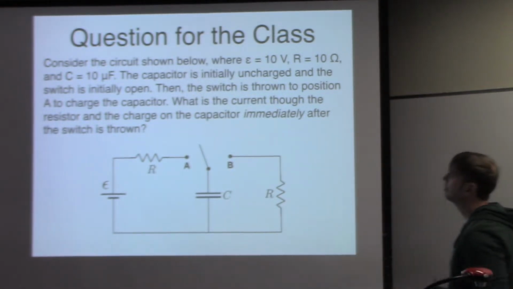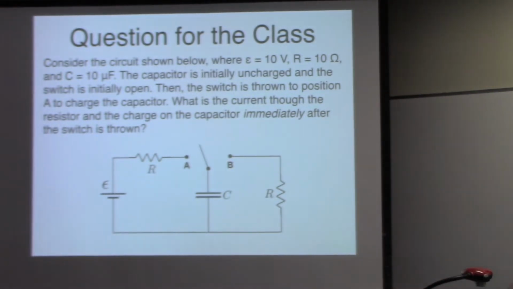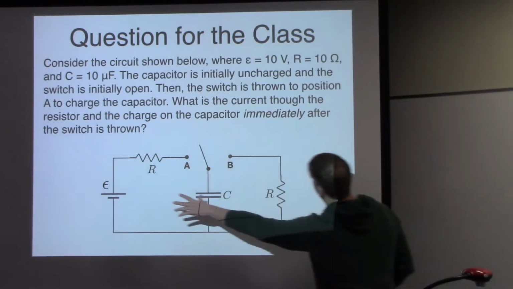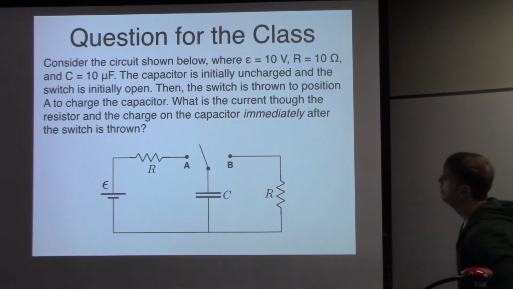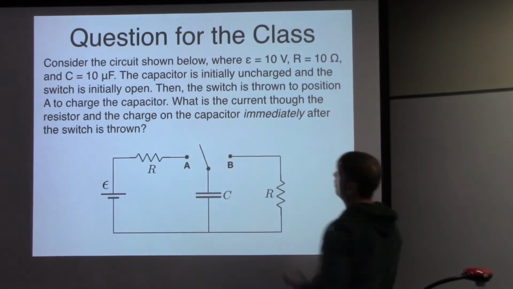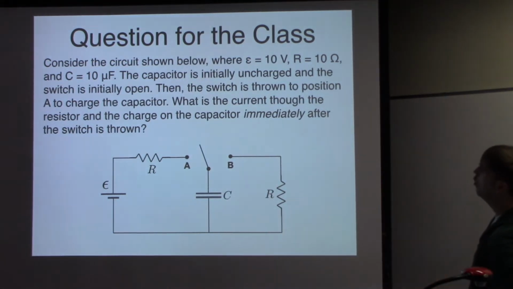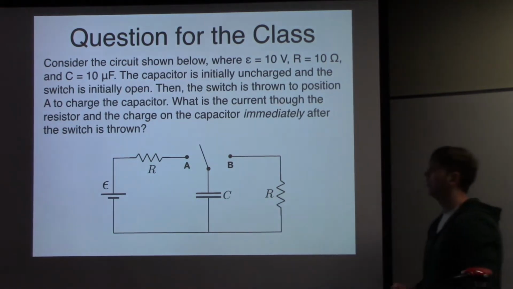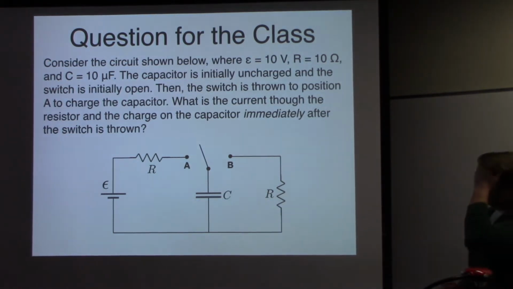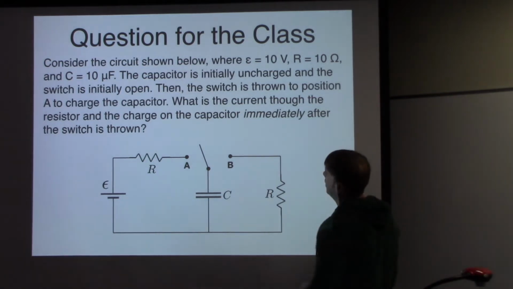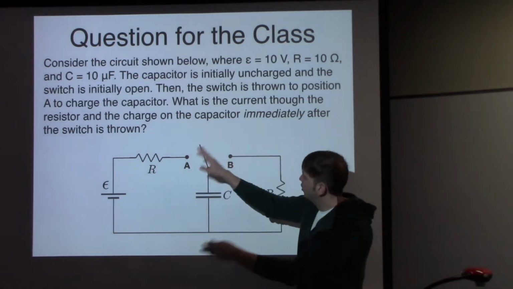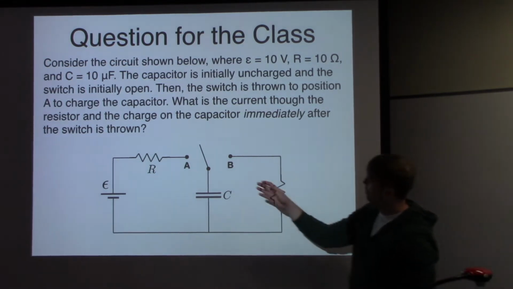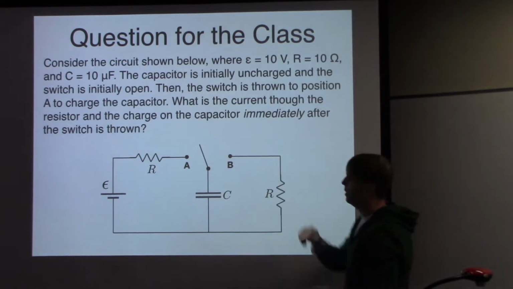All right, so this one says, consider the circuit shown below, where epsilon, this battery, has an EMF of 10 volts. Both resistors that you see here have a resistance of 10 ohms, and then the capacitor has a capacitance of 10 microfarads. So what we have here is a switch, and right now the switch is open, meaning no current is going to flow in any direction. But what we can do is flip the switch to either point A or point B.